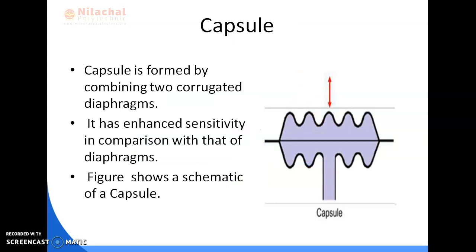So next type of arrangement to measure the fluid pressure is capsule. Capsule is formed by combining two corrugated diaphragms. It has enhanced sensitivity in comparison with that of diaphragms. Here in this diagram we can see the capsule. This is used to measure the fluid pressure.